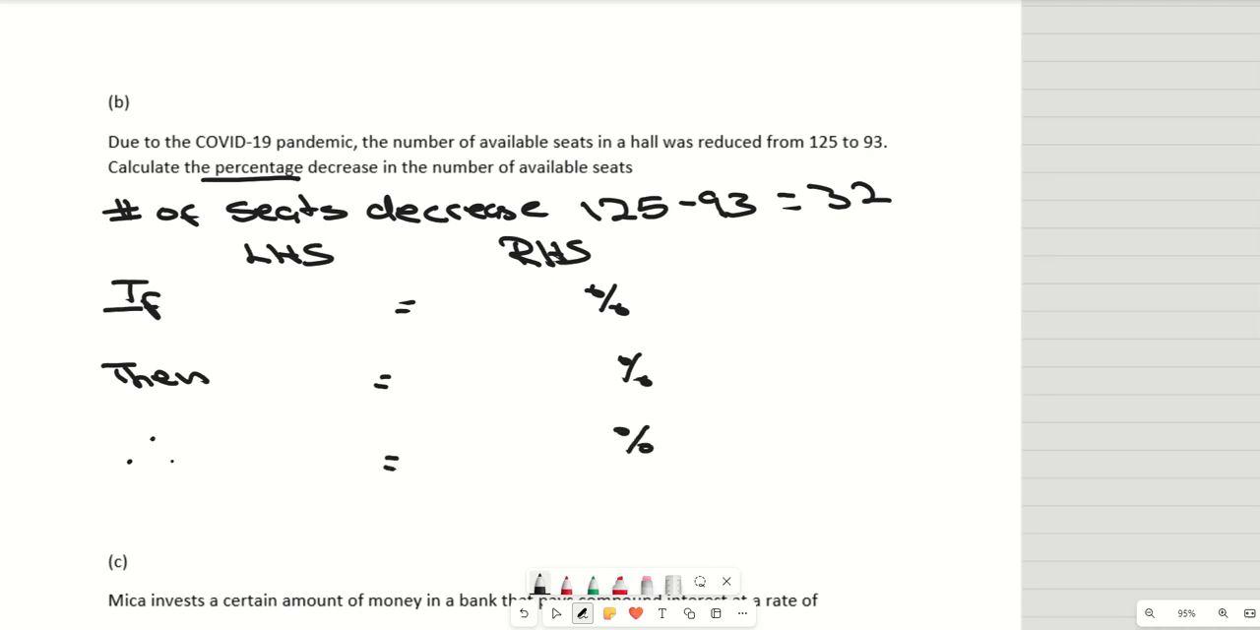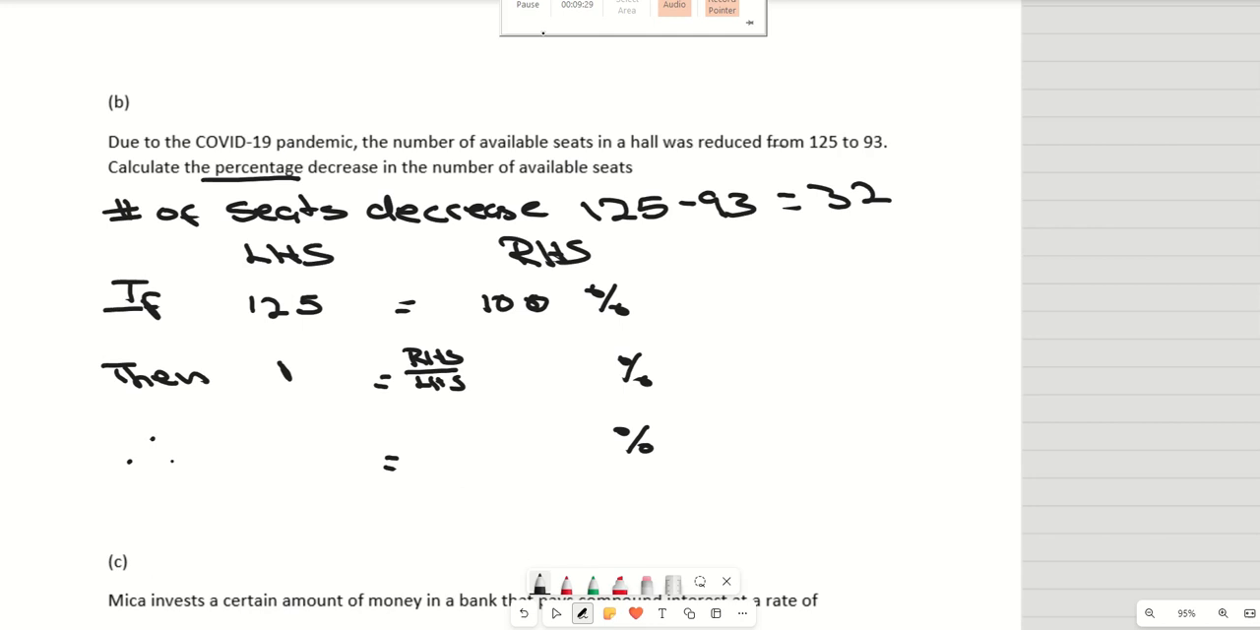Right? Now, we know, this is what we're supposed to know, the original number of seats would be how much percent? Before any increase or decrease in seats, 125 seats is going to be 100%. Remember, that is always your original. Before increase or decrease, it is always 100%. All right, and in your if, then, and therefore, the next line is to find for 1. Now, to find for 1, it is your right-hand side divided by your left-hand side in your if line.